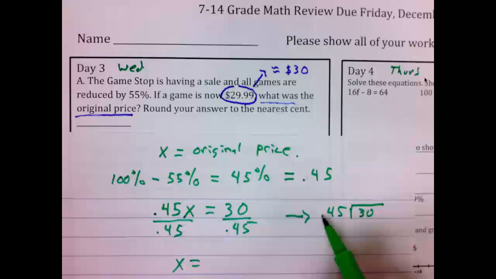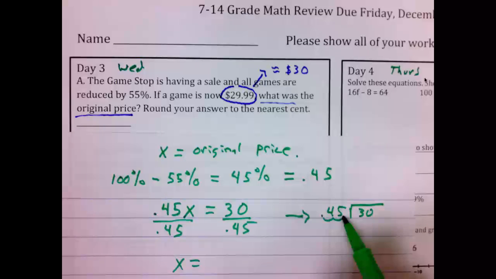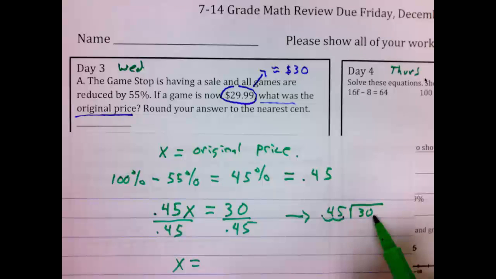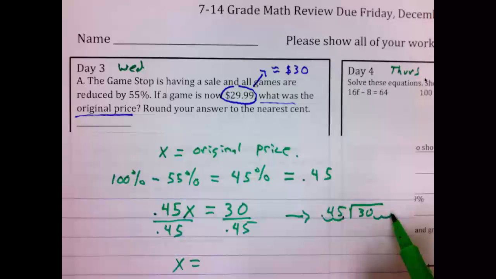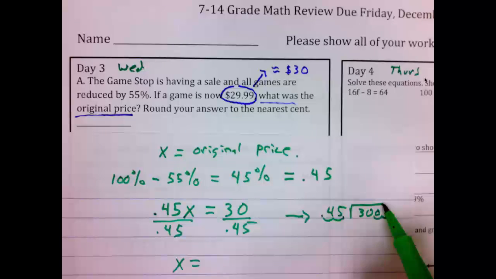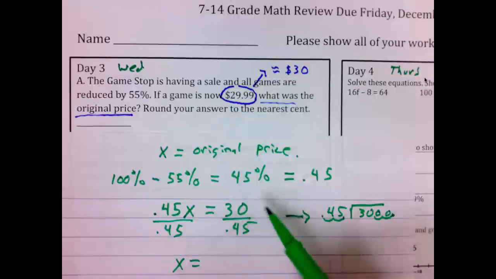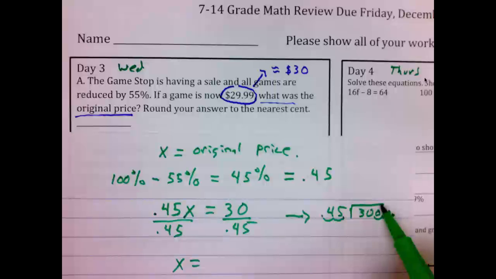When we have the decimal in our divisor that's to the left, we will move it all the way to the right, and we'll make an equivalent movement over here. 2 spaces, and these empty spaces will get zeros. To say 0.45 into 30 is the same as 45 into 3,000.